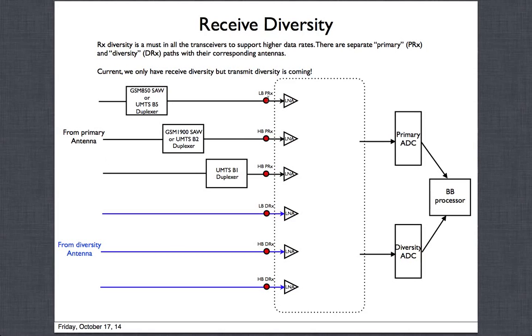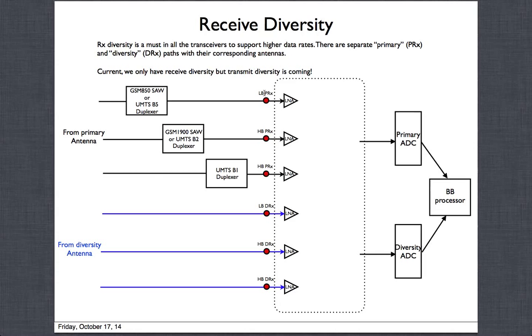Okay, and now we have an extra antenna called the diversity antenna. It will be receiving the same kind of signal in the same band, and that is the second set of paths. So you have two parallel paths always on. Let me explain this. PRX here means primary RX. DRX means diversity RX.